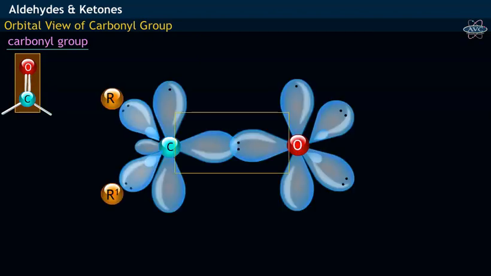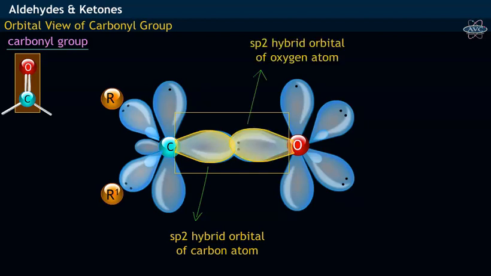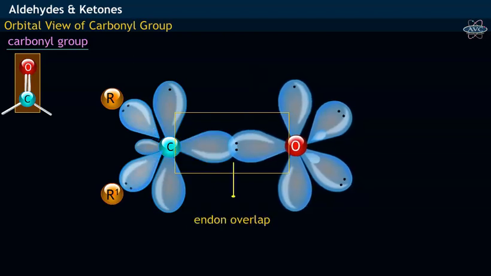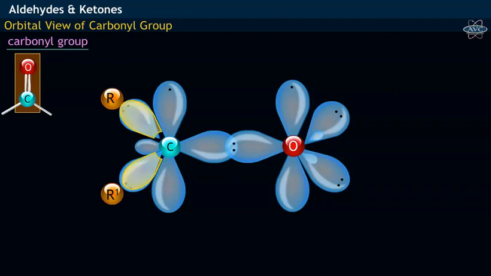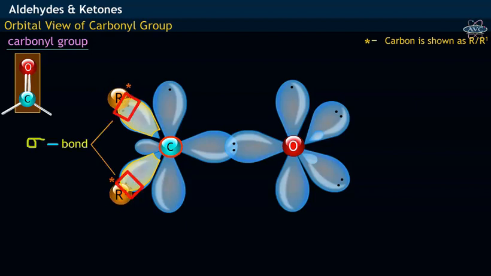Now, the closely aligned sp2 hybrid orbitals of carbon and oxygen undergo end-on overlap and thereby result in the formation of sigma bond. The two sp2 hybrid orbitals of carbon are bonded with carbon atoms of two alkyl groups R and R' via sigma bonds.